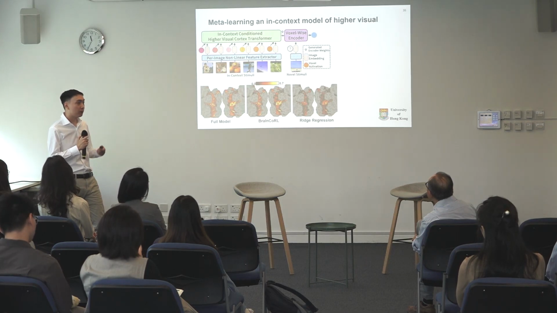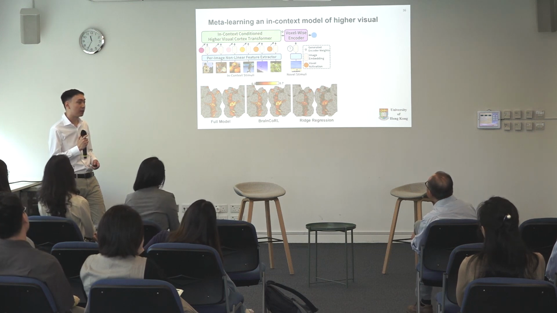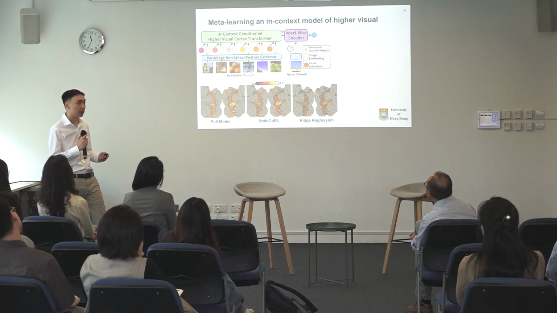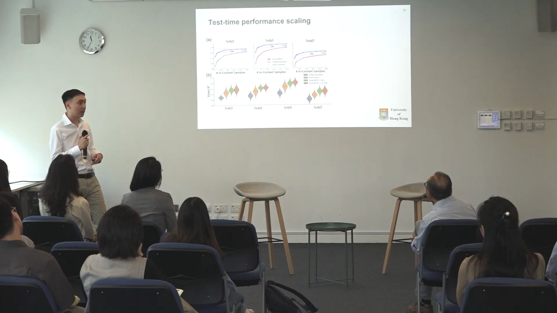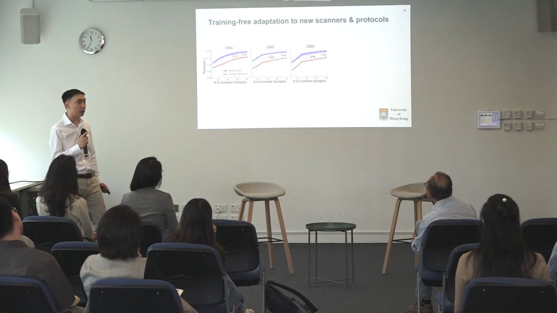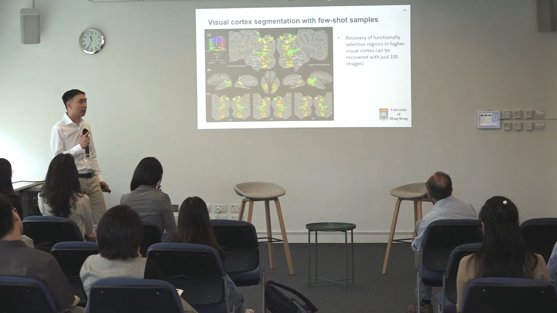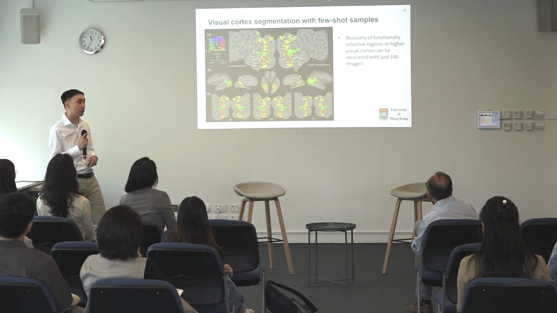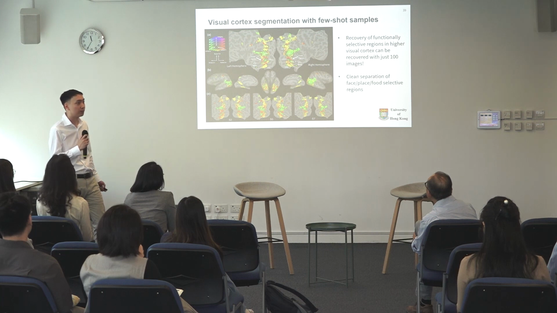And we proposed this model, we trained a ton of models, and we find that our model can achieve far better performance than simple linear regression or even anatomical baselines. And we demonstrate consistent performance scaling as the context size increases, and even zero training adaptation to novel scanners with different protocols. So we can also achieve segmentation of visual cortex with just 100 images. So by just showing you 100 images, I can characterize how your visual cortex is organized, which is, I think, actually quite an impressive achievement.